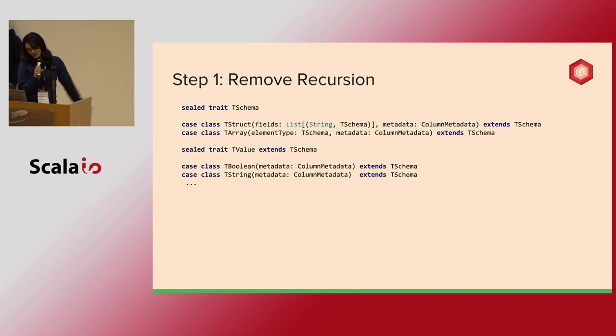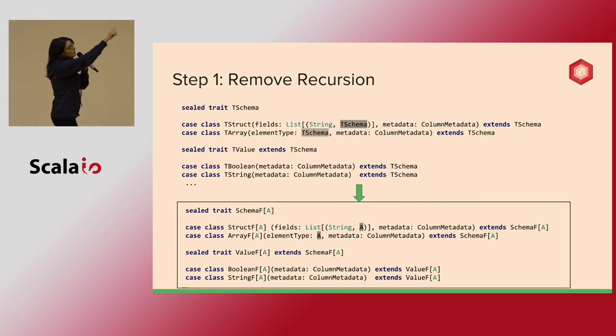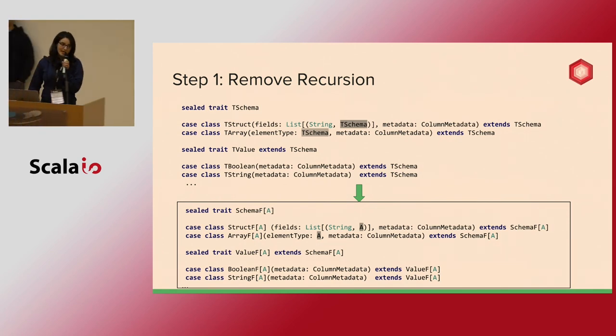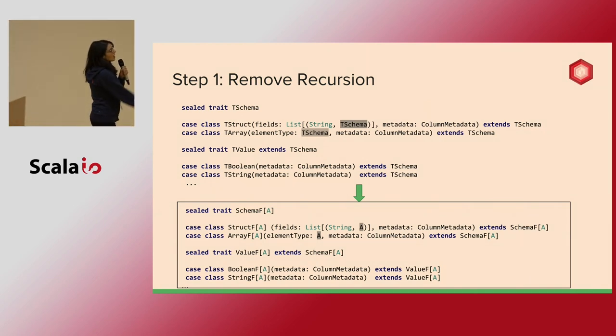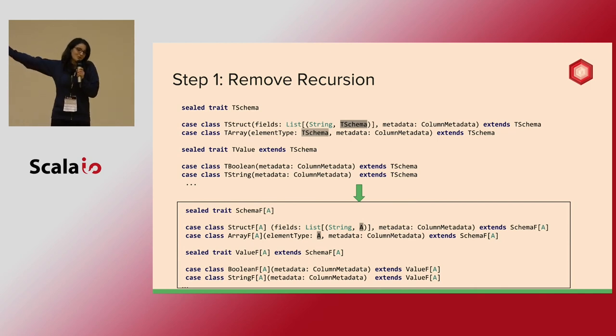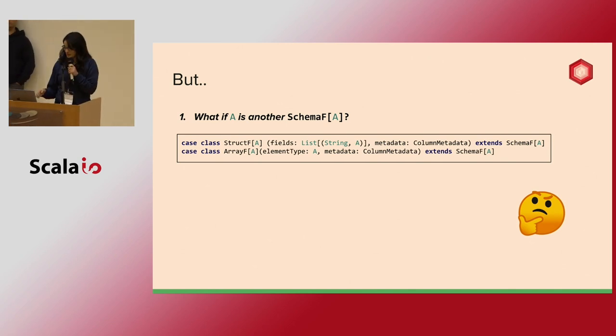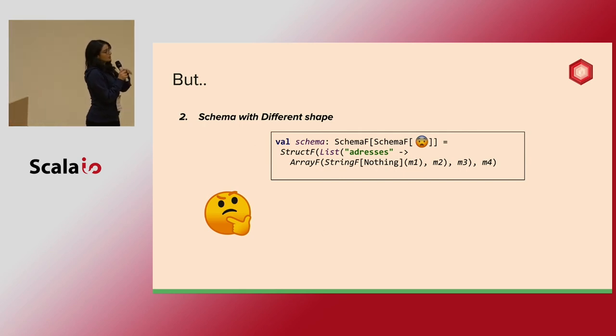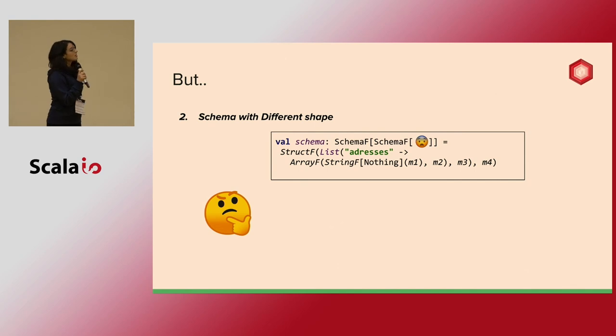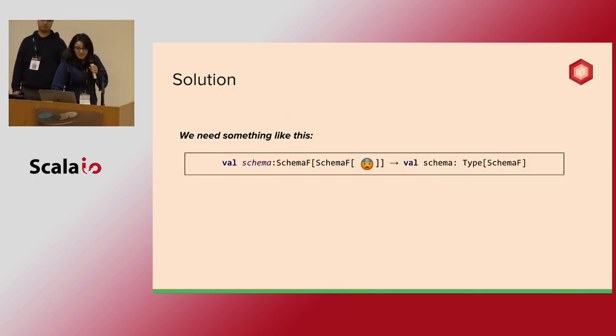We have a recursive data structure. The first step is to add the type parameter and to remove our recursion. Instead of the recursive reference, we change it to type A. But now our data structure is flat, not recursive. We still want to have a recursive data structure, so how can we define a schema F with different levels? For example, here schema F has two levels, but what if we have schema F of schema F of schema F of schema F? So we need something like this.